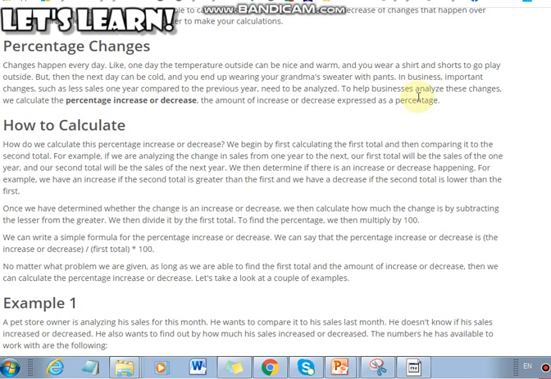As I told you guys earlier, we basically use percentages to hide things. For example, you might get your results in percentage, so that you don't know the real results. So you can actually use this percentage increase and decrease concept to hide how much is increasing and how much is decreasing. We will be looking at how to calculate it. So let's move on to the book.